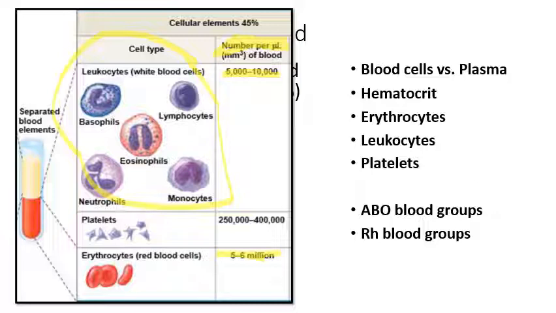Notice that there's also 250,000 to 450,000 things called platelets, and this is a good time to introduce platelets. Platelets are responsible for blood clotting. Right? Platelets are sometimes called thrombocytes. And platelets or thrombocytes are used to patch holes in the blood vessels.